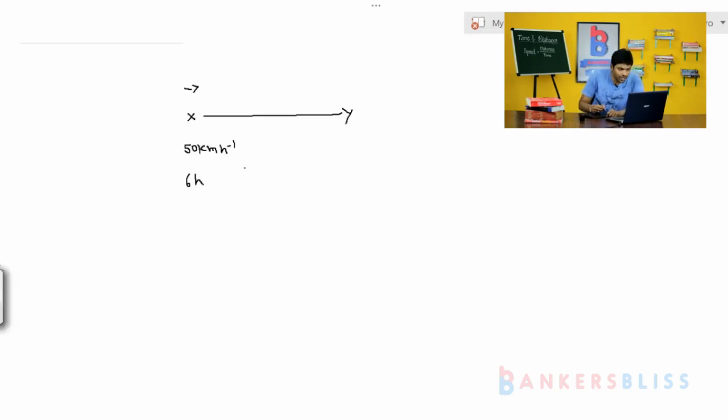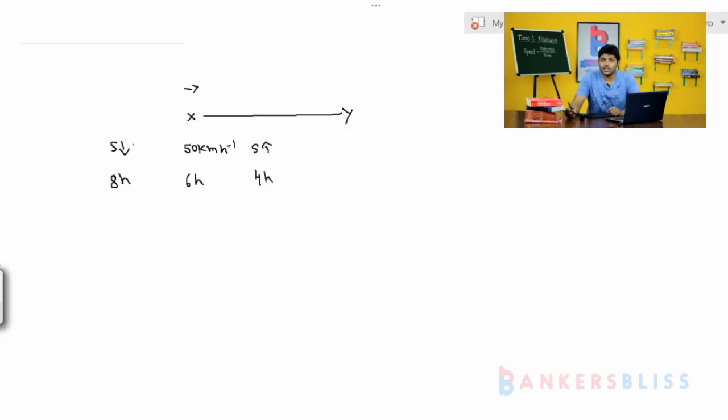Now, if I want to reach the destination in 4 hours, then what do I have to do? See, now I am taking 50 kilometer per hour and 6 hours to reach the destination. Now I have to reach within 4 hours. Obviously, if I want to reach the destination in less time, I have to go with a higher speed. So I have to increase the speed. If I want to reach the destination in 8 hours, then what do I have to do? Obviously, I have to decrease the speed.